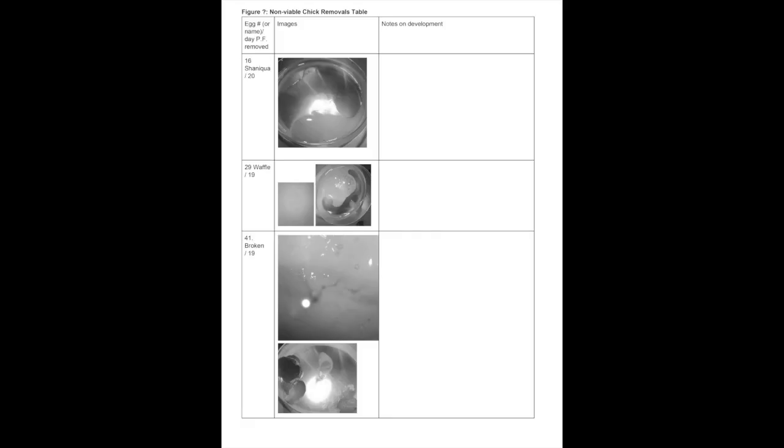You're going to add all of the removals that we do from class to this table. And in the column on the right, you're going to describe what you believe went wrong and when you believe it went wrong based on descriptions of the organism that you see.